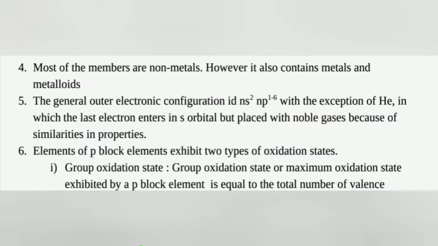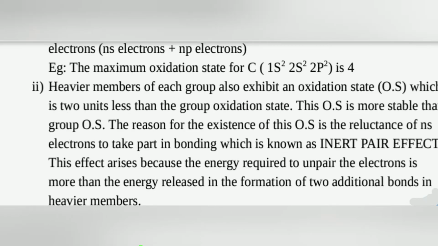Elements of the p block generally exhibit two types of oxidation state. The first one is known as the group oxidation state, and it is equal to the total number of valence electrons, in the sense ns electrons plus np electrons. The maximum oxidation state for carbon is 4, because the atomic number of carbon is 6, and the electronic configuration is 1s2 2s2 2p2. The last electrons in the s and p orbitals means there will be 2 electrons each.